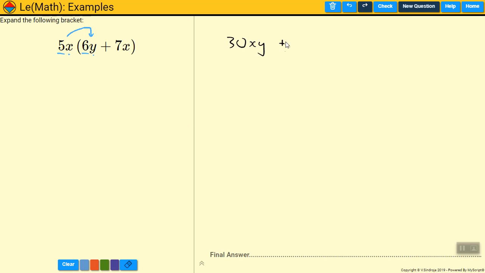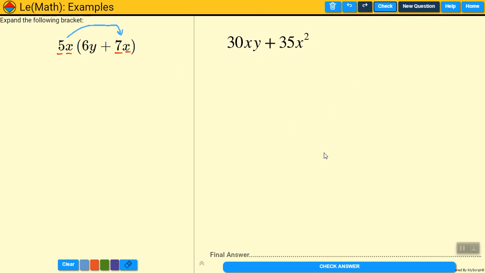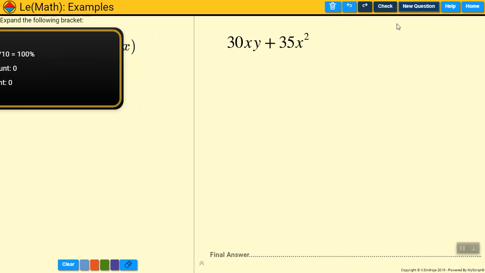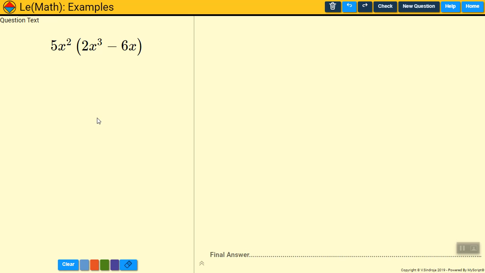Then it's a positive plus the term in the middle, because the 5x now is going to multiply this. So 5 times 7 is 35, and then x times x is x squared. And if we check that, that is the answer. Right, let's do the last one. Sorry, no, we've got 2 more to go. So this is the second from last. So this times this.